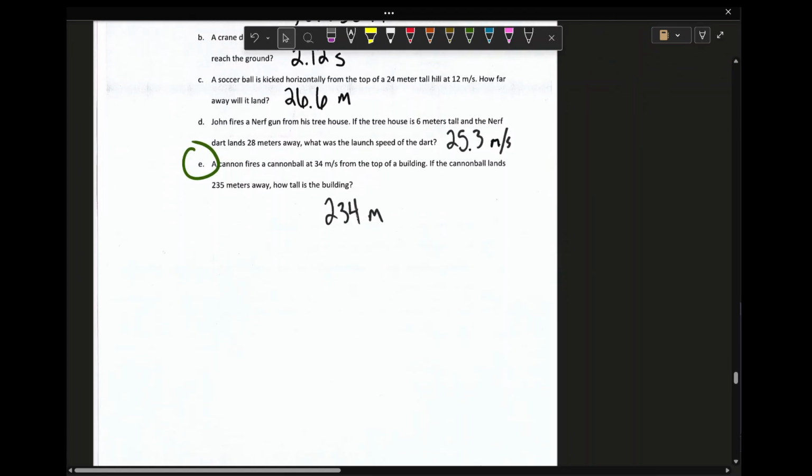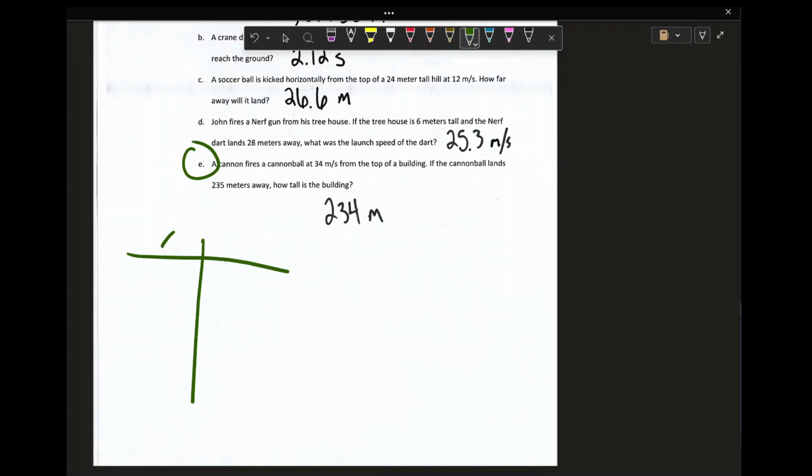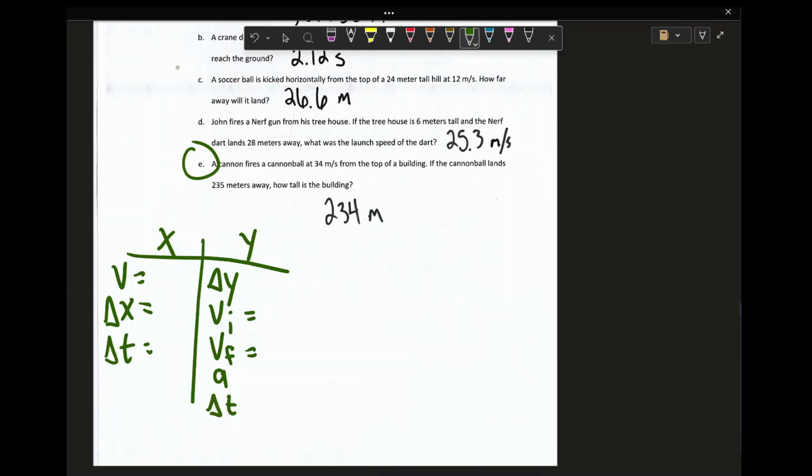Okay, so a cannon fires a cannonball at 34 meters per second from the top of a building. If the cannonball lands 235 meters away, how tall is the building? So here we go. This is where we're going to divvy some things up into x and y. In the x, we're going to have a velocity, a displacement, and a time. In the y, we're going to have a delta y, a v initial, a v final, an a, and a t. Kind of our standard stuff.